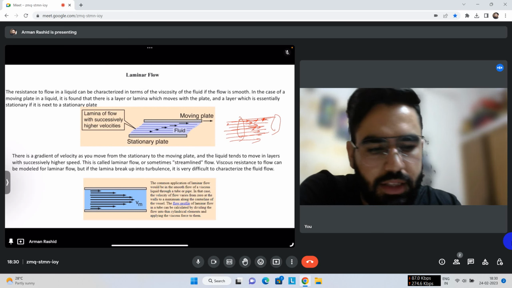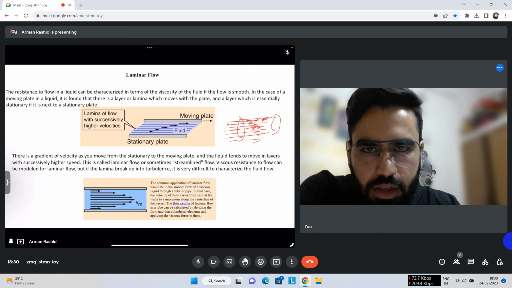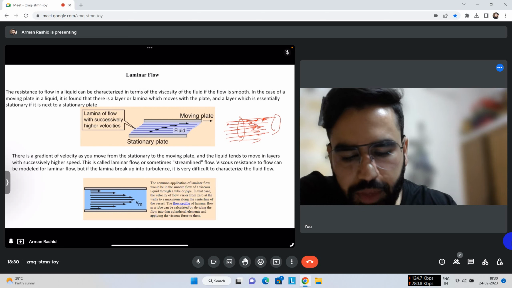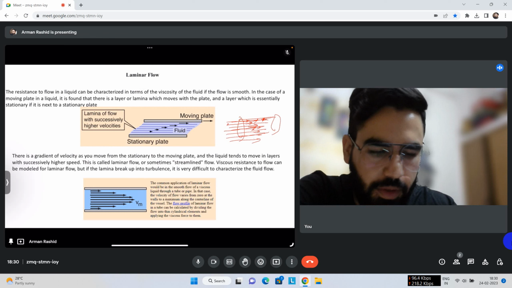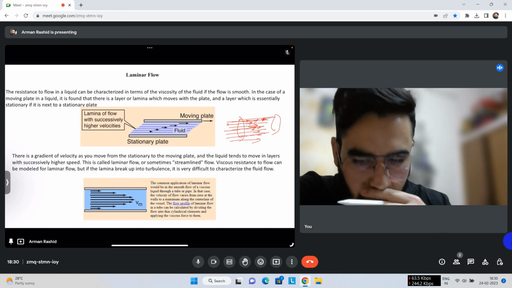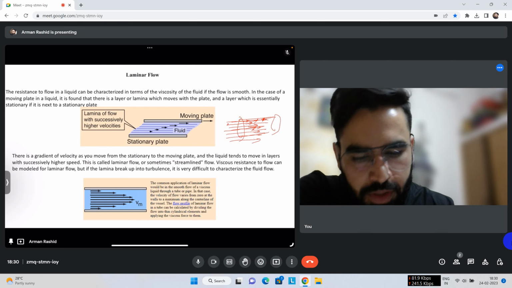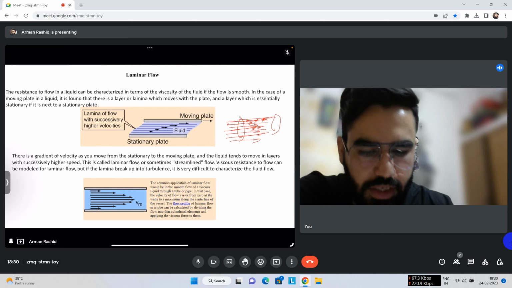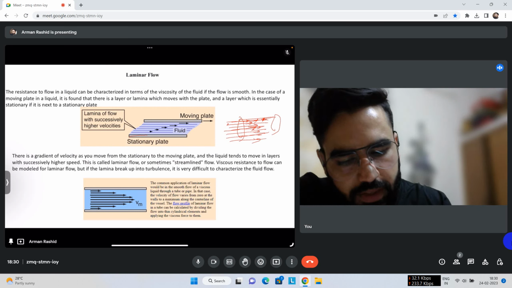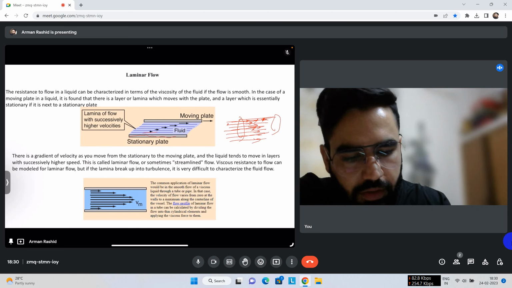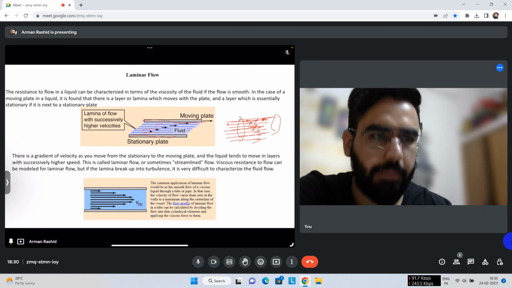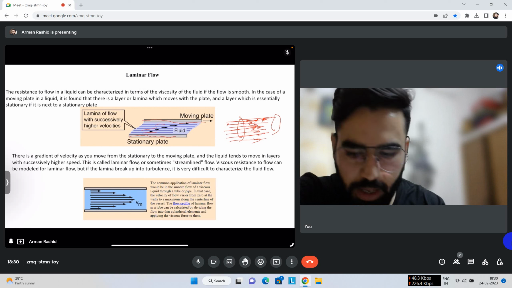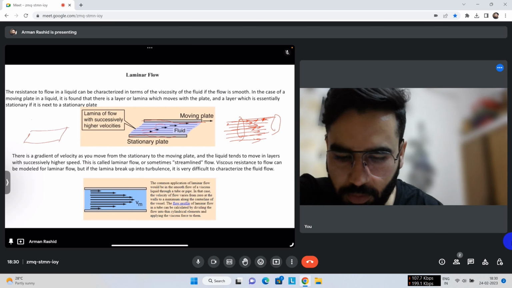As I have written here, the resistance to the flow of a liquid is characterized in terms of the viscosity of a fluid if the fluid is smooth. In the case of a moving plate and liquid, what is written is that if we have a stationary plate and we have a fluid inside, then we'll move the upper plate. So we have two parallel plates like this, and we'll move the upper plate.